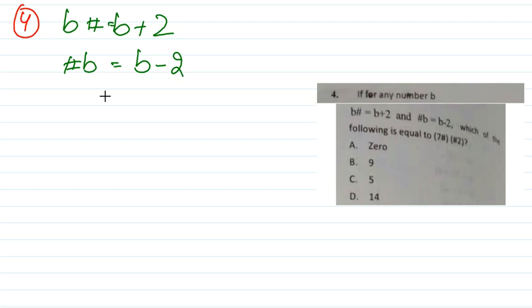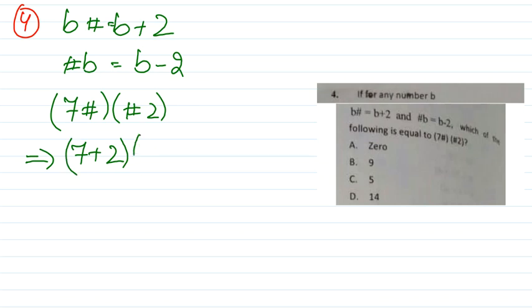So the following is equal to 7 hash into 2 hash. ये क्या बन गया? 7 hash जो है वो ये है b plus 2 यानी 7 plus 2, and 2 hash भी ये बनता है which is 7 minus 2. So it will become 9 into 5.